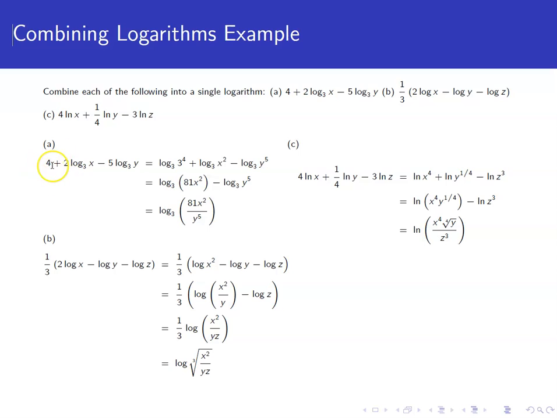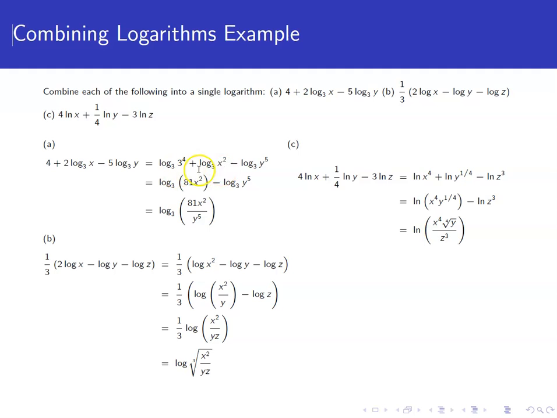What about this 4? Well, I can use the fact that log and exponential functions are inverses of each other. So if I do log base 3 of 3 to the 4th, here's the logarithmic function, here's the exponential function of the same base, they undo each other. So I can rewrite 4 in that fashion. Now we're ready to combine things together.